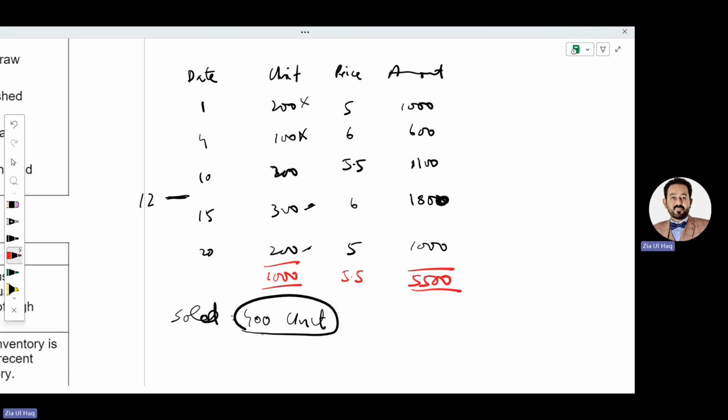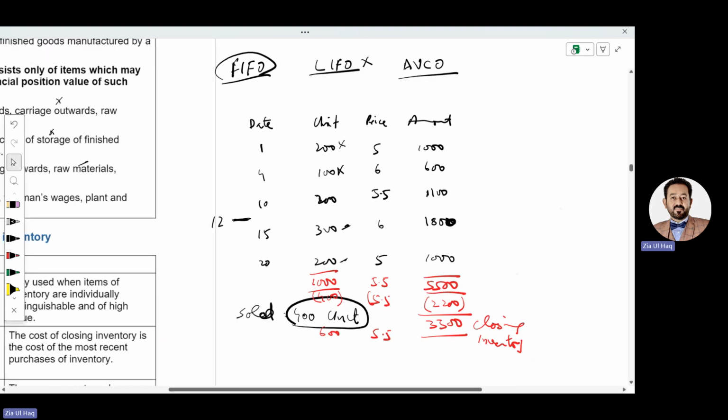And if we have sold 400 units, we have sold 400 units at what price? 5.5. So what is the value of 400 units at 5.5? 2200. And if we deduct this, the closing inventory figure will be 3300. Or you can say how many units are remaining there? 600 at the rate of average price. What is the average price? 5.5. So 3300 will be closing inventory, and this is called AVCO method, average cost method.